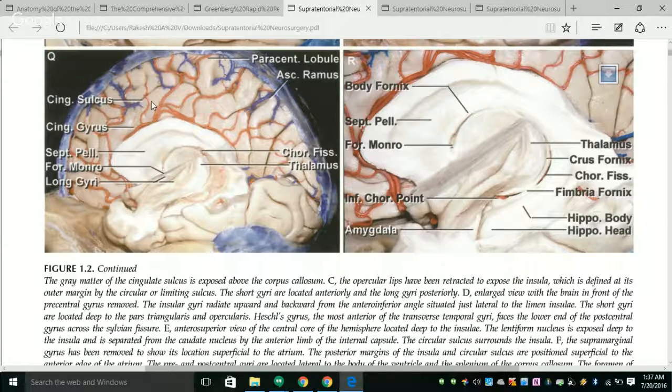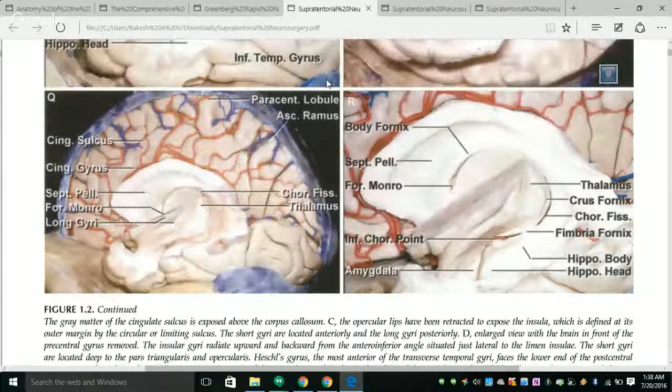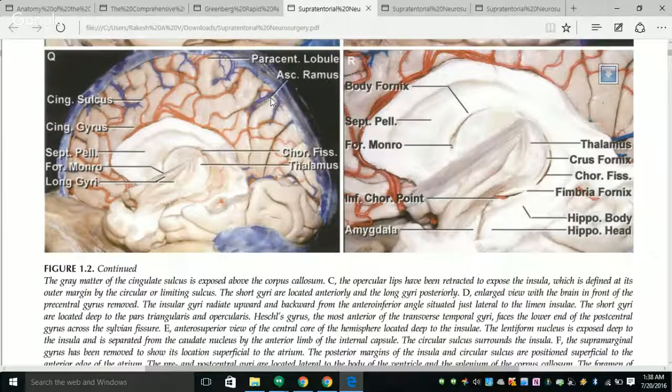Okay, so the claustrum is positioned between the insular cortex and the lentiform nucleus. This was in figure Q. Now the superior temporal gyrus has been removed while preserving the long gyri of the insula. The ascending ramus of the cingulate sulcus marks the posterior edge of the paracentral lobule, the extension of the pre- and post-central gyri onto the medial surface of the hemisphere.